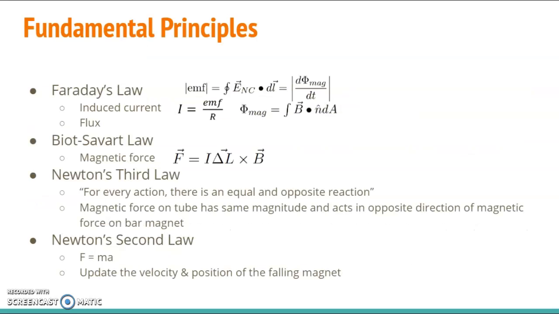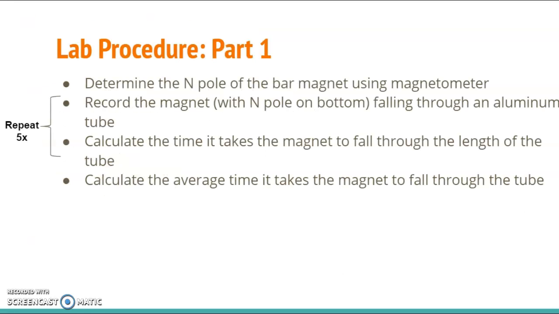Some fundamental principles for this lab were Faraday's law, specifically induced current and flux, the Lorentz force law to calculate magnetic force, and Newton's third law, which stated that the magnetic force on the tube has the same magnitude and acts in the opposite direction of the magnetic force on the bar magnet. And finally, Newton's second law, which we use to update the velocity and the position of the falling magnet.